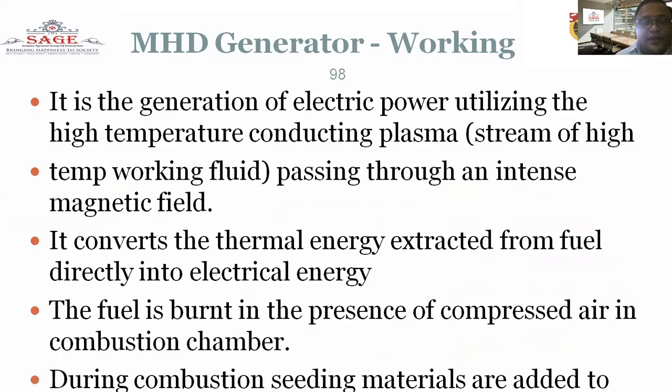What is the working? It is a generation of electric power utilizing high temperature conducting plasma. It is a stream of high temperature working fluid passing through an intense magnetic field. It converts the thermal energy extracted from fuel directly into electrical energy. The fuel is burned in the presence of compressed air in the combustion chamber, and during the combustion, seeding materials are added.